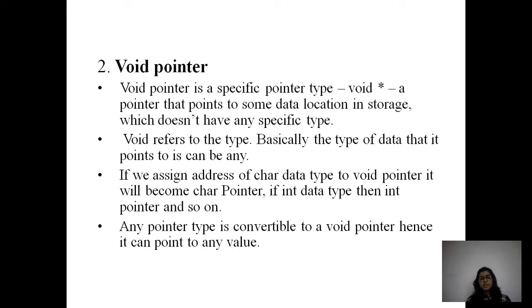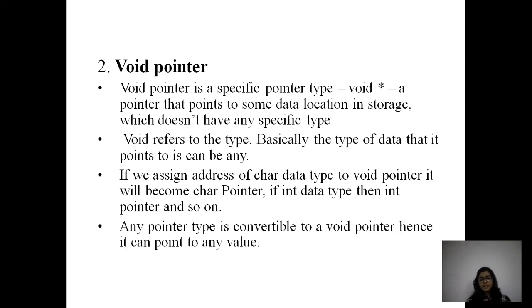That means a void pointer is a pointer that can be assigned the address of a character, or the address of an integer. That means you can give the address of any of these data types to the void pointer. The void pointer can point to an integer variable, a float variable, or a char variable. That means we can use the void pointer for any data type, any value address. If we assign the address of a char, it will be a char pointer. If we are assigning the address of a float data type, it will become a float pointer.